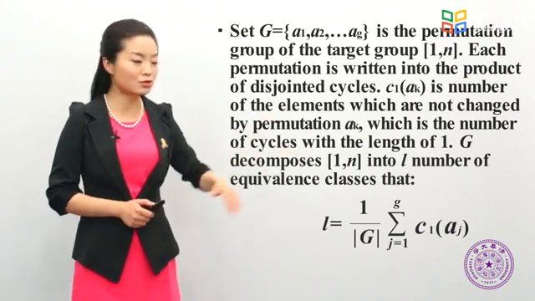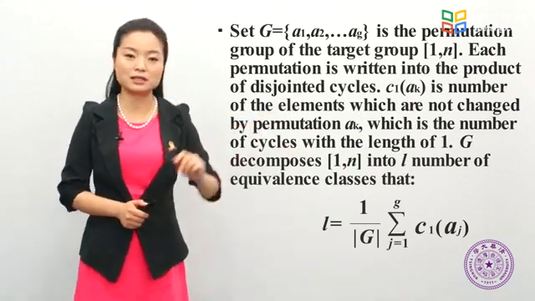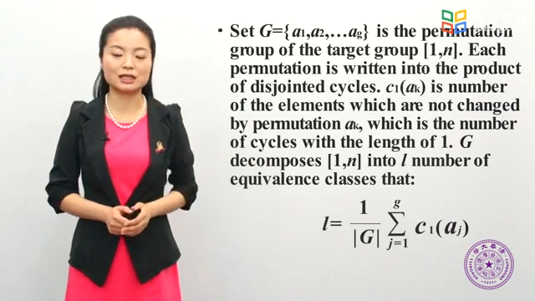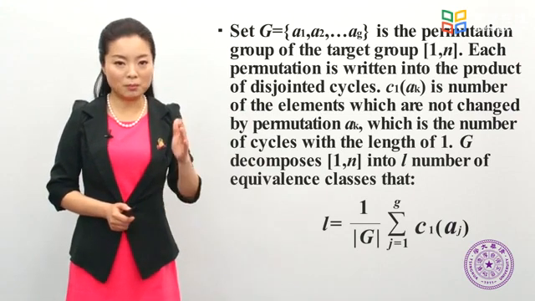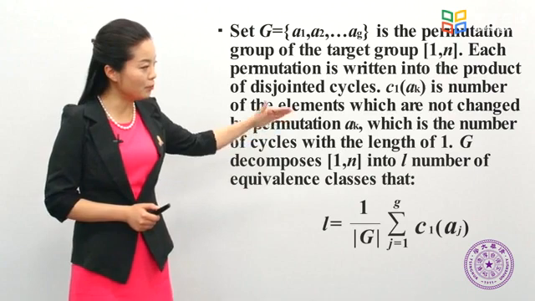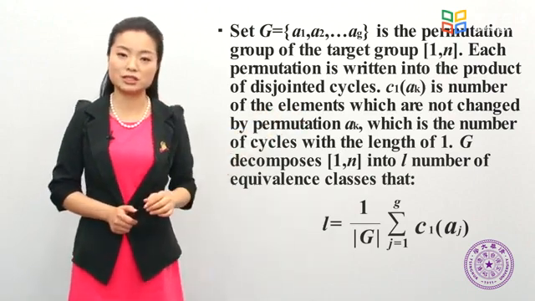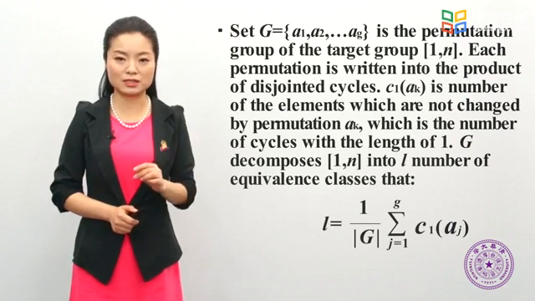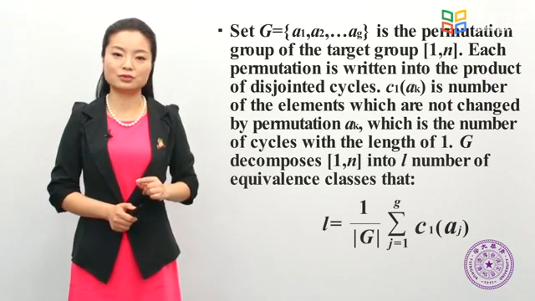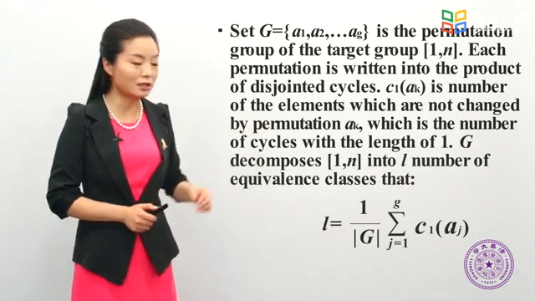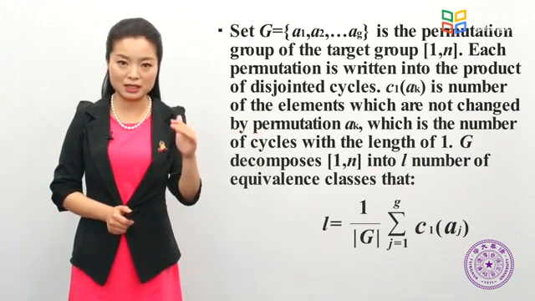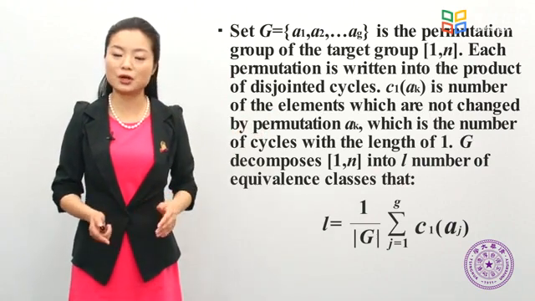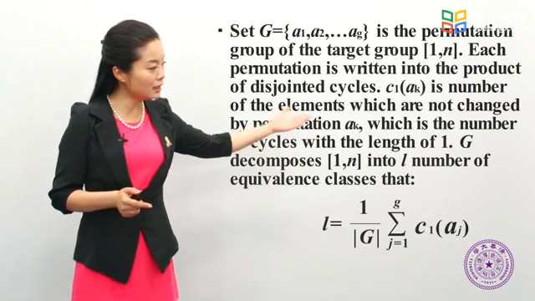The theorem describes the following. Corresponding to a limited group, for example A1, A2 until AG, it is a permutation group of order G. Then each permutation can be written as a product of disjoint cycles. Under our corresponding permutation effect, the number of fixed points, that is, the number of one-order cycles, we use C1(Ak) to represent.